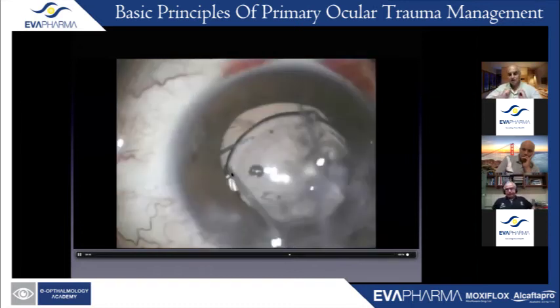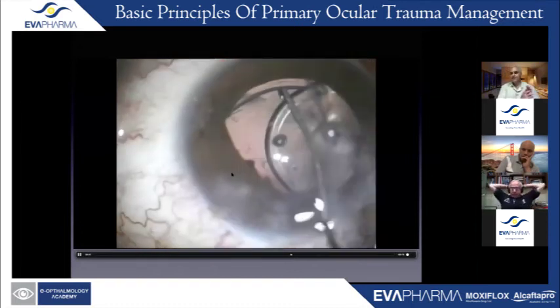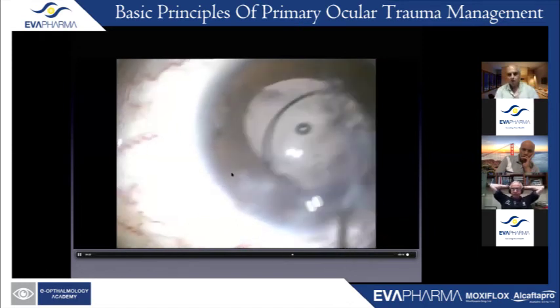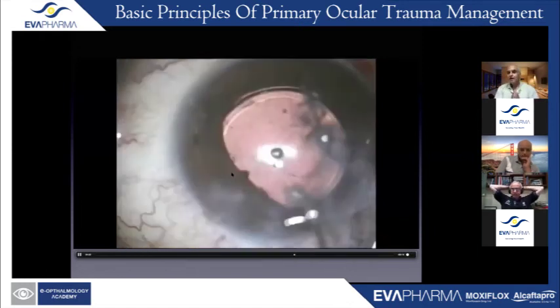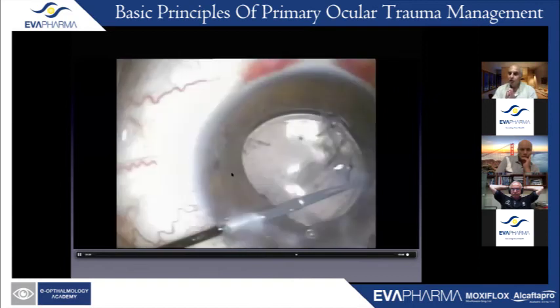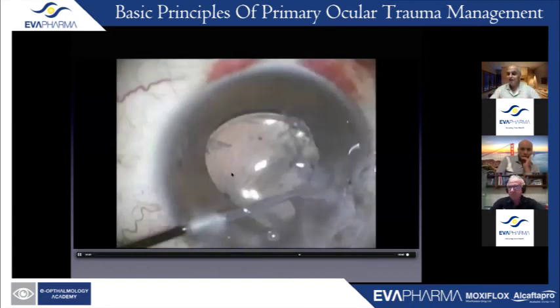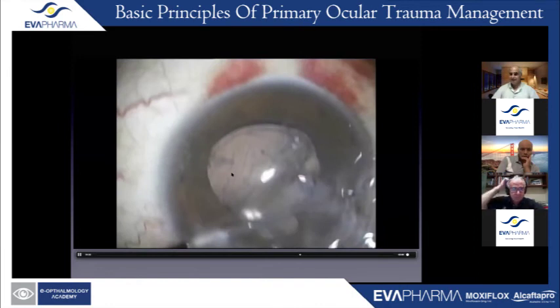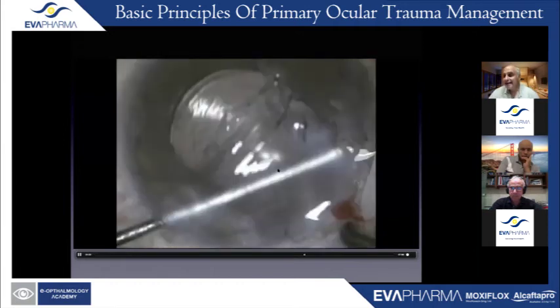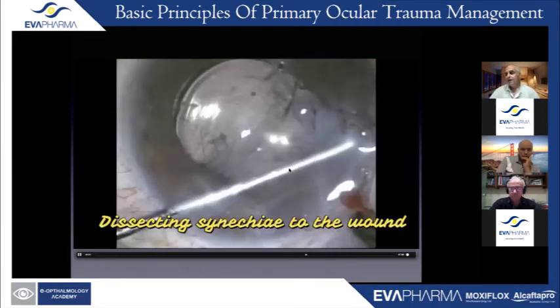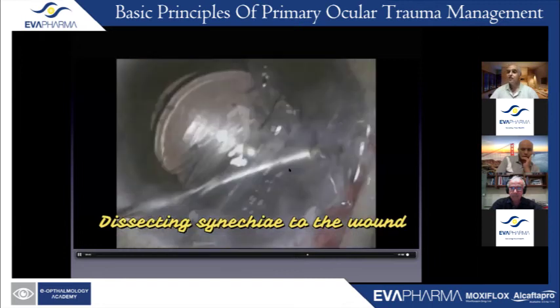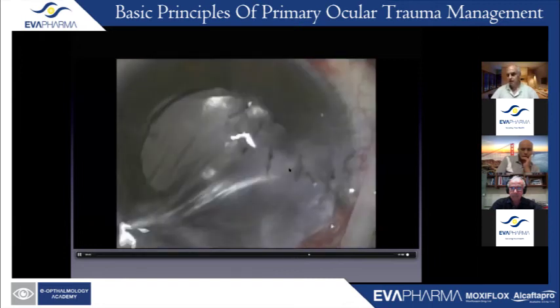Don't just put it and run away and say, okay, this is enough. No, you have to make sure, but you have to know what you are doing and you're not insulting more tissue. Then after implanting the lens in the proper place in the sulcus, I'm now dissecting the synechia or adhesion of the iris into the old corneal wound.